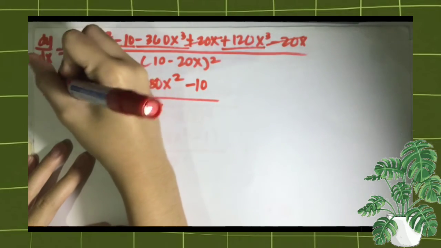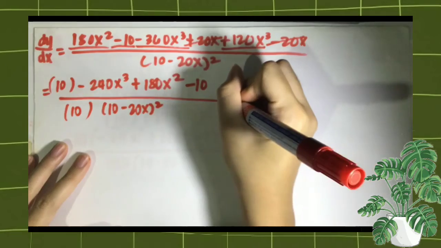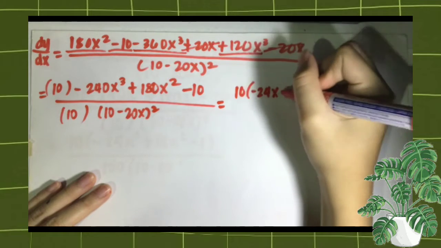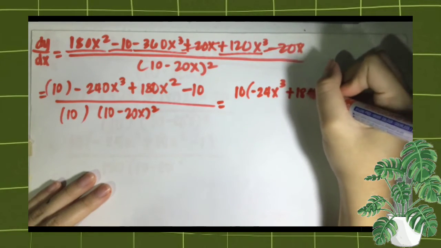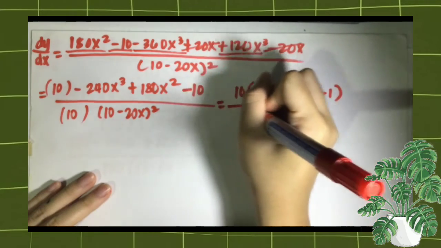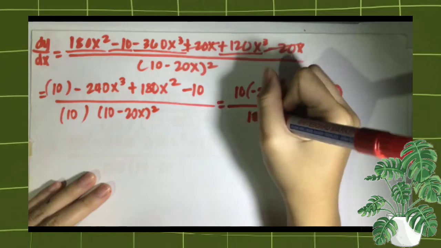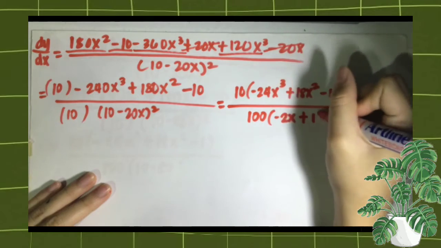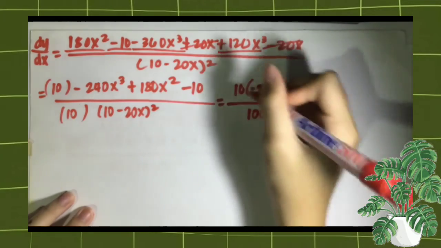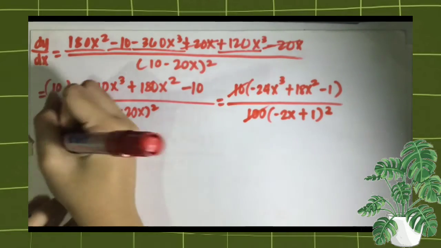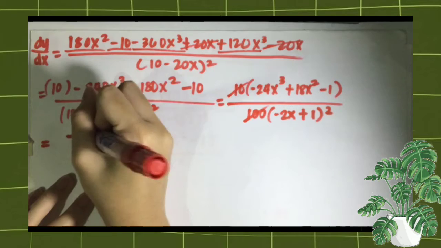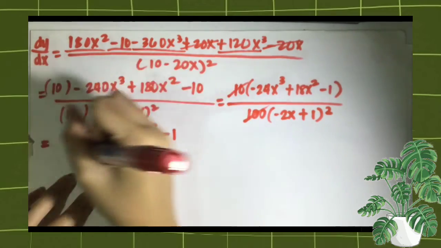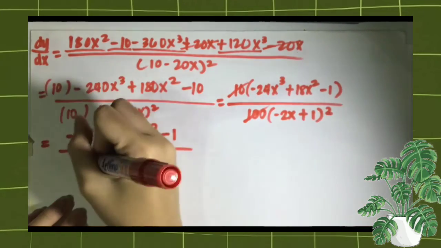Next, we factor out 10 in both the numerator and the denominator, and this will give us 10 times the quantity negative 24x cubed plus 18x squared minus 1. And for the denominator, we have 100 times the quantity negative 2x plus 1 squared. Next, we cancel out the common factor, which is 10, giving us negative 24x cubed plus 18x squared minus 1 all over 10 times the quantity negative 2x plus 1 squared.